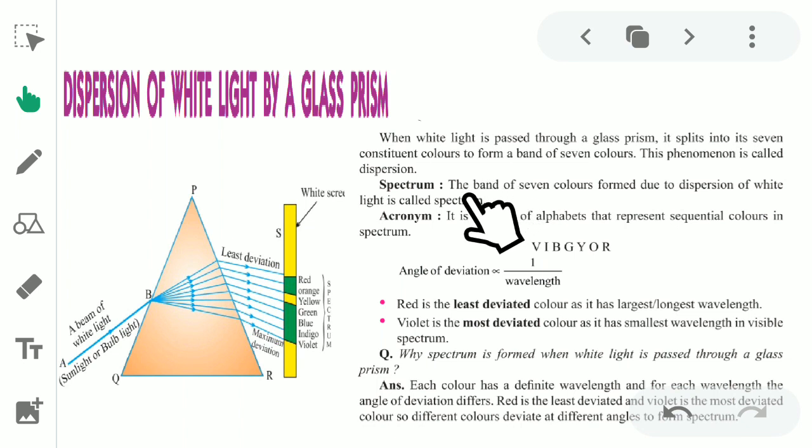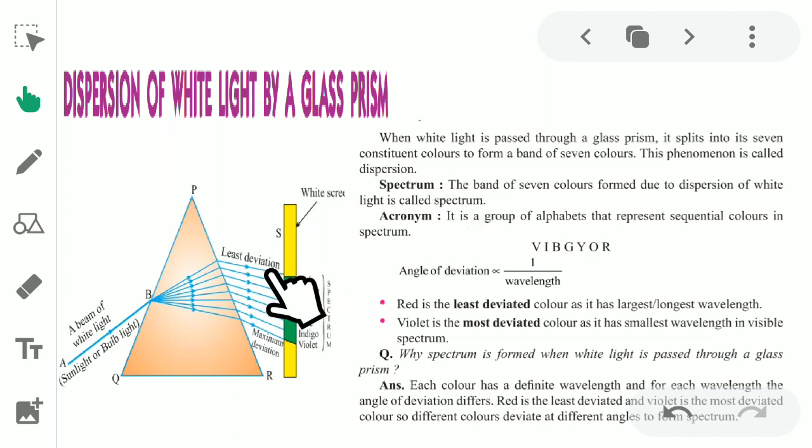Then a question can come: what happens when laser light is incident on the prism? It will not undergo dispersion. Why? Because laser light is a monochromatic light. It has a single wavelength only. Now spectrum. What is spectrum?